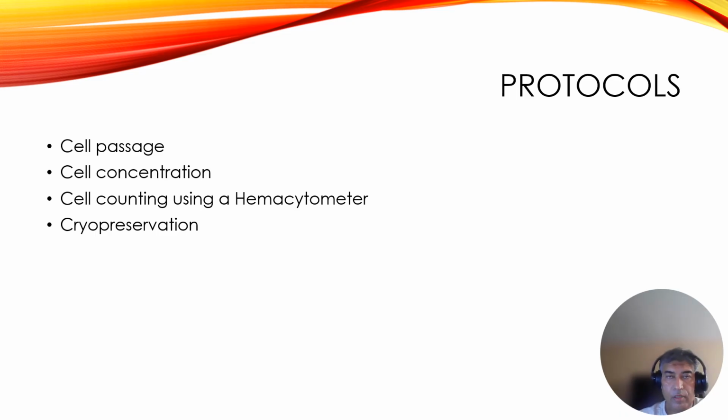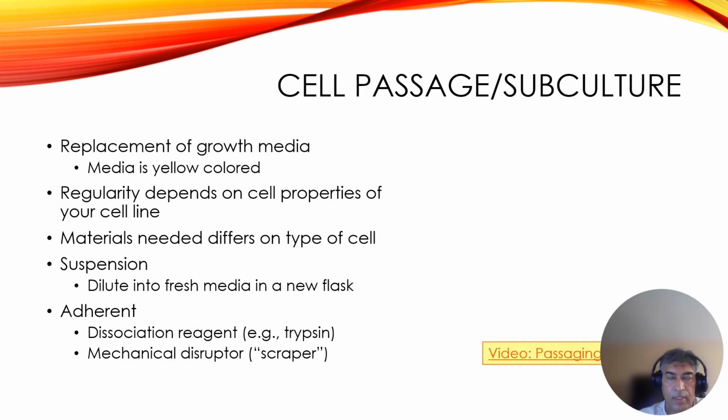So we need to follow certain protocols for cell passage, cell concentration, cell counting using a hemocytometer, and cryopreservation. Cell passage, also known as subculture, is a replacement of growth media when the media turns yellow colored, and the regularity depends on the cell properties of your cell line. Materials needed differ on the type of cells.